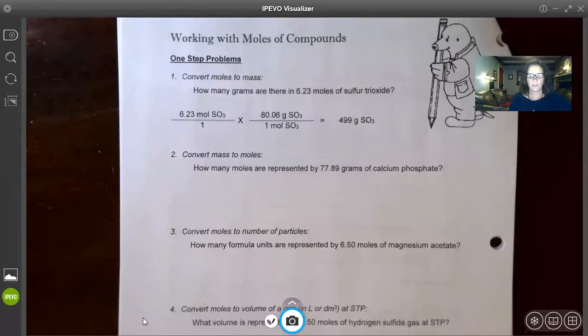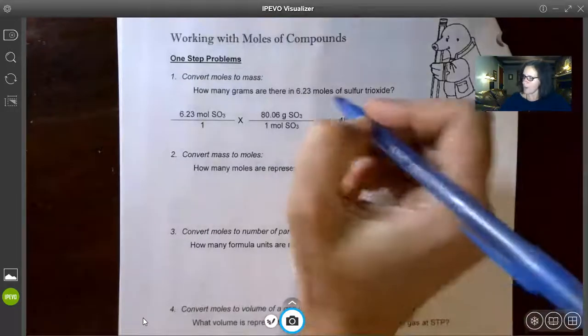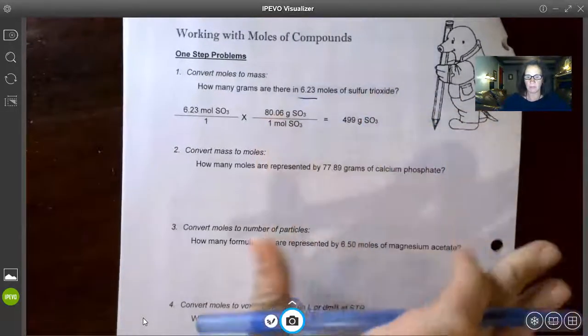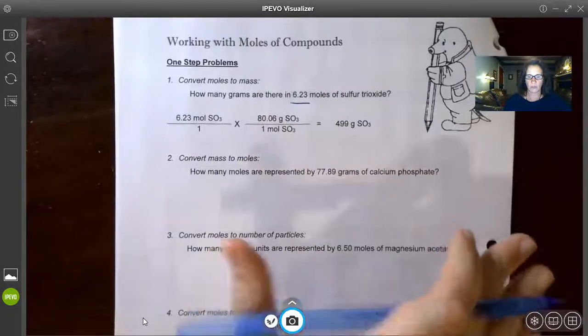On page 8 of the notes, you'll see a picture of the mole as well as a series of one-step problems. Just like the first time around when we learned how to do mole calculations, we're going to start out with the easiest version. We're given a sample calculation in number 1 where we want to convert moles of a compound to mass of a compound. We start our problem with the number that's given in the problem, our 6.23 moles of sulfur trioxide.